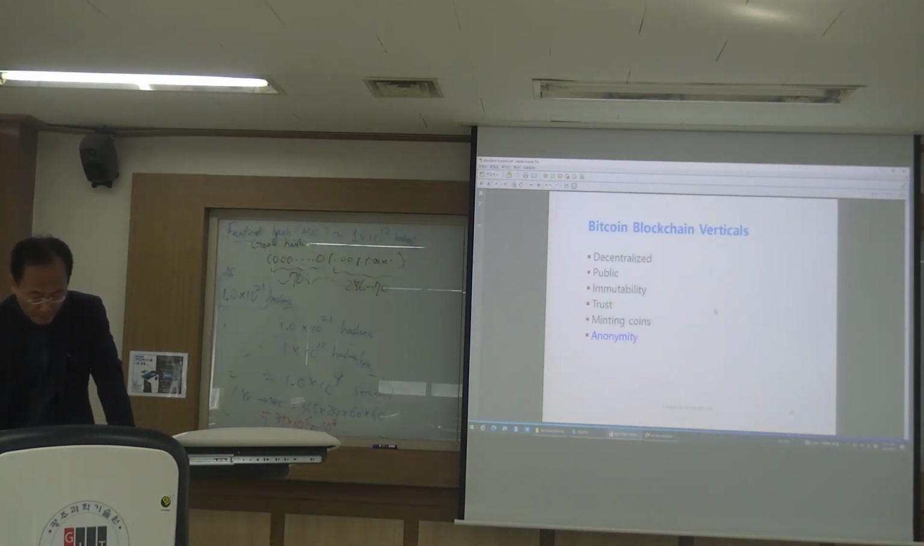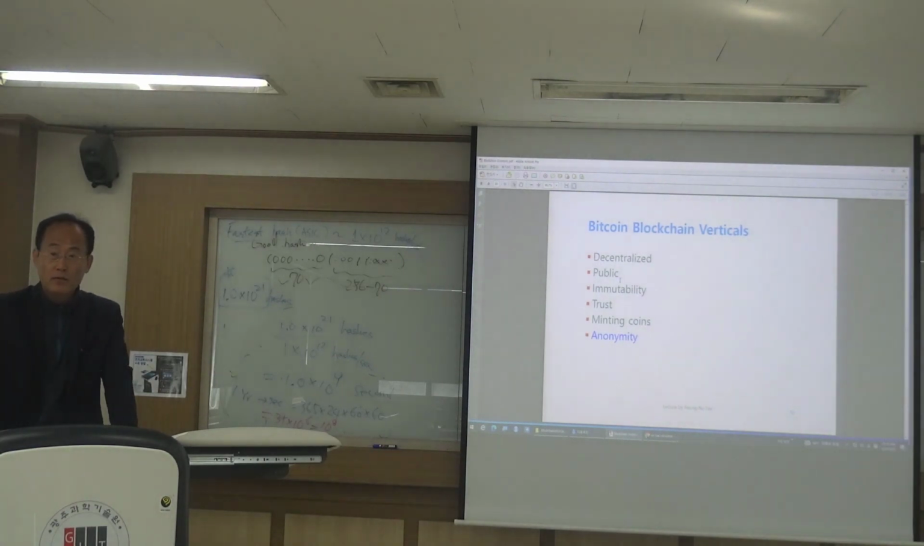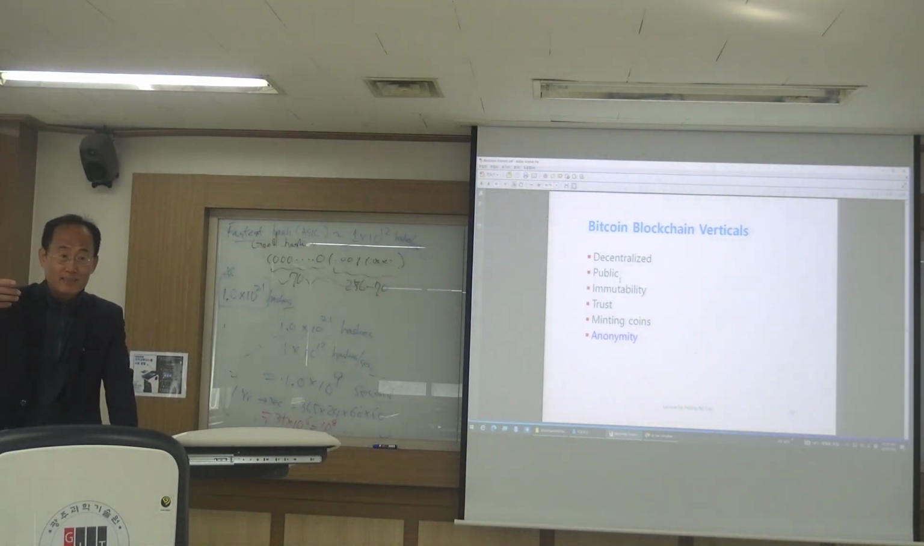Okay? All right, so here are blockchain verticals. Basically, it is a P2P network of nodes, no centralization. And then the blockchain ledger is left open, so it is a public record. Everybody can see, right? And verify by themselves.